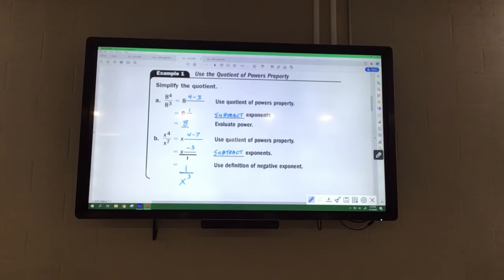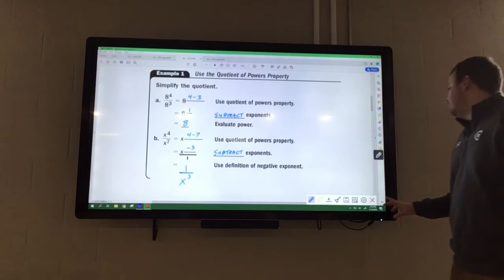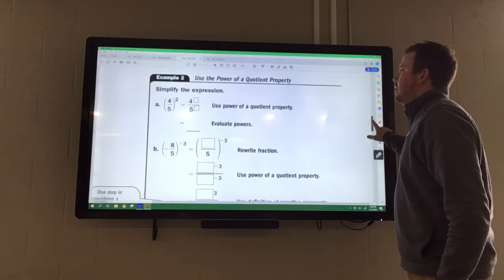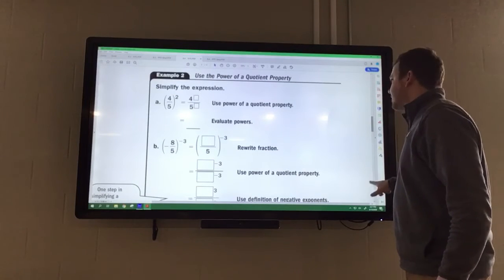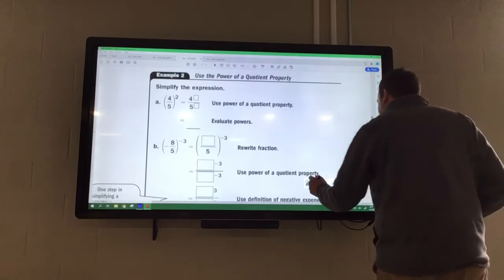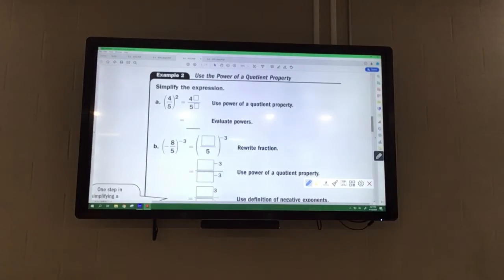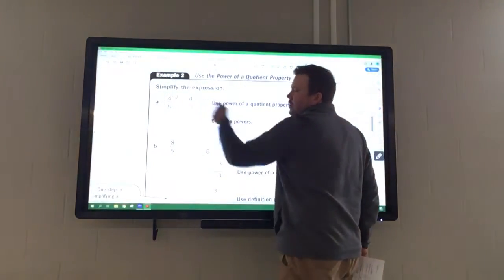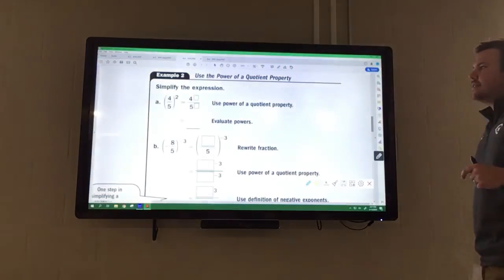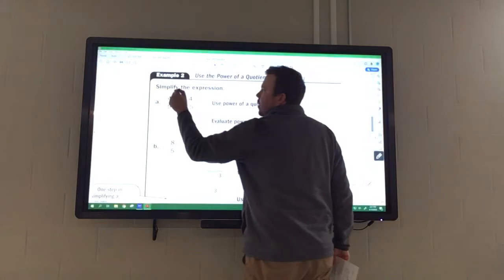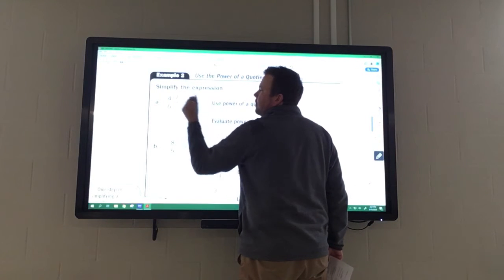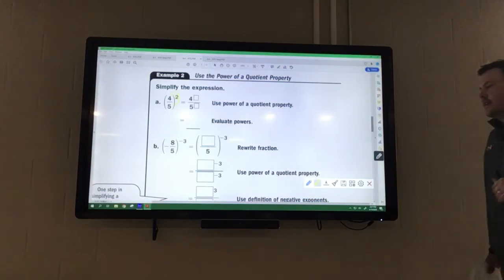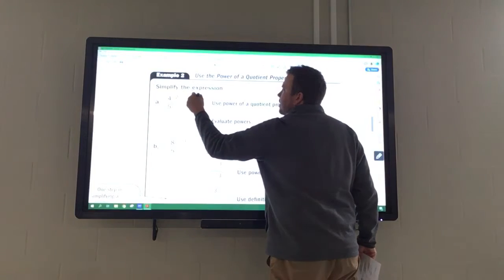Let's keep moving. On to example 2. Next page. Start with A here. Now, this is looking at that second property that we learned, the power of a quotient property. All right? When we have a fraction such as 4 over 5, and we're raising that to some power, in this case 2, we need to apply that second power to the 4, to the numerator, and to the 5 to the denominator. So this becomes 4 squared over 5 squared.